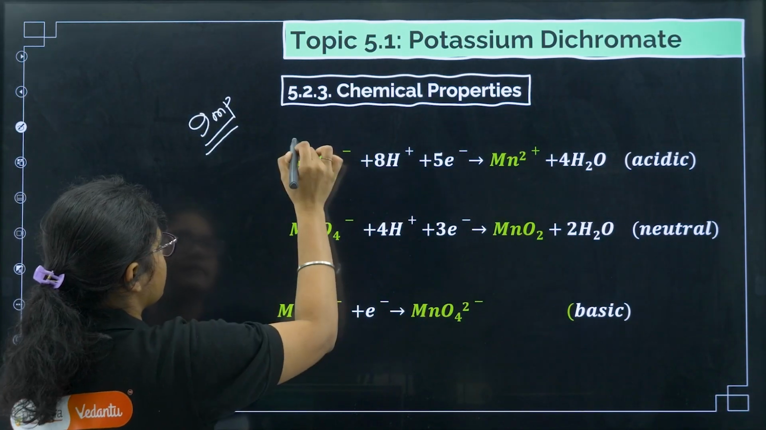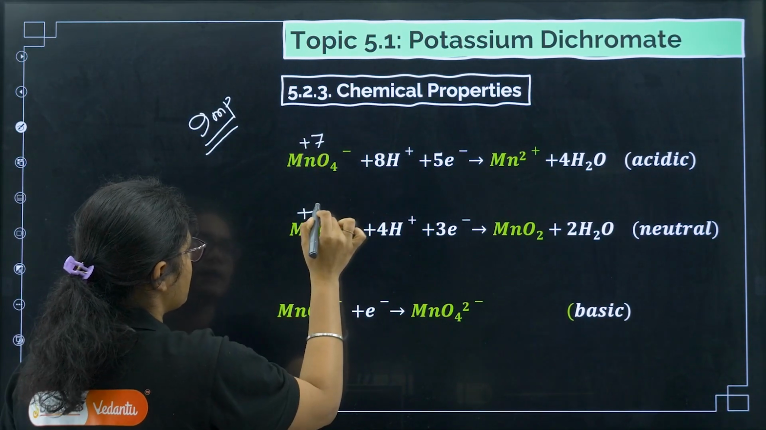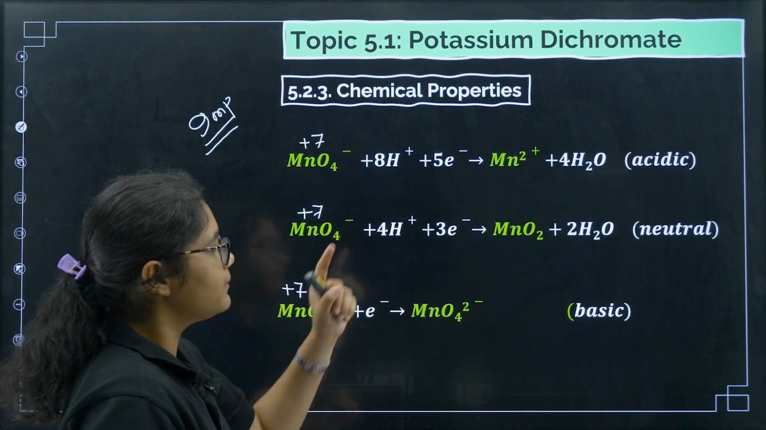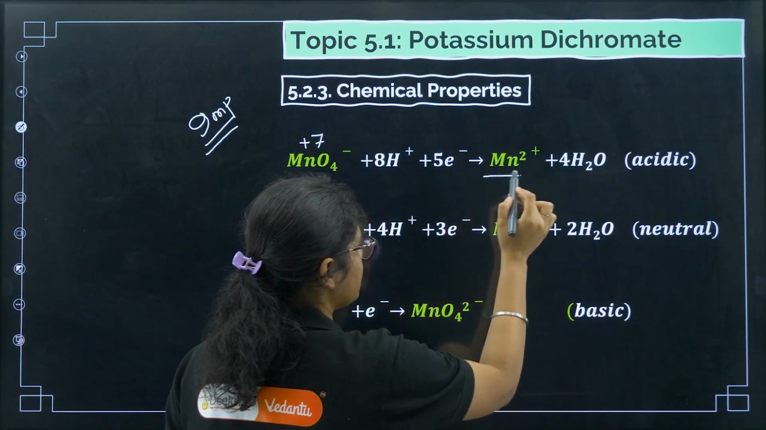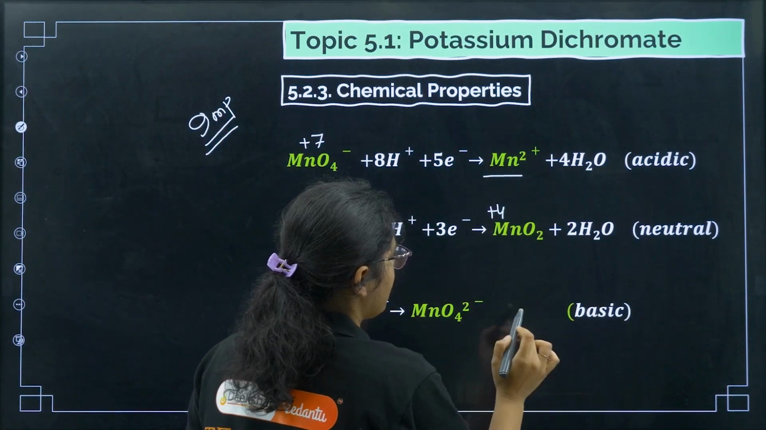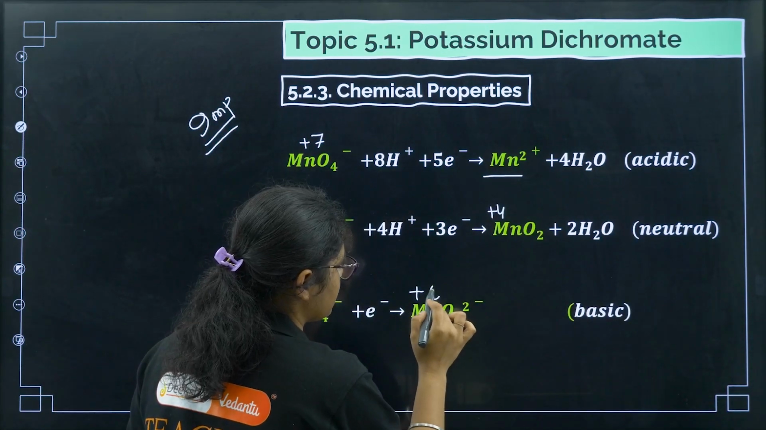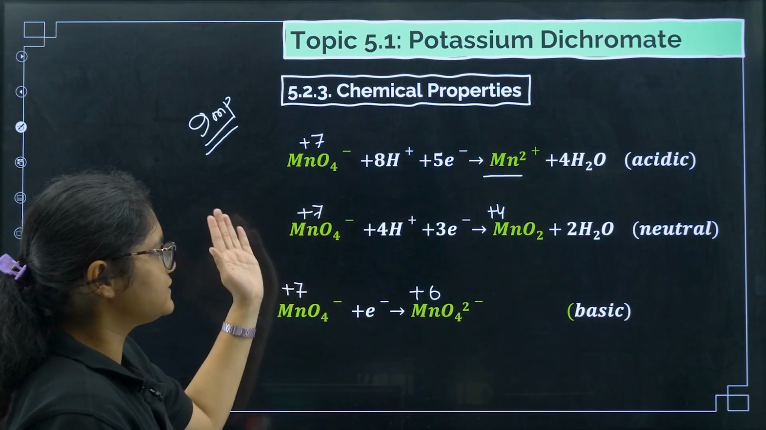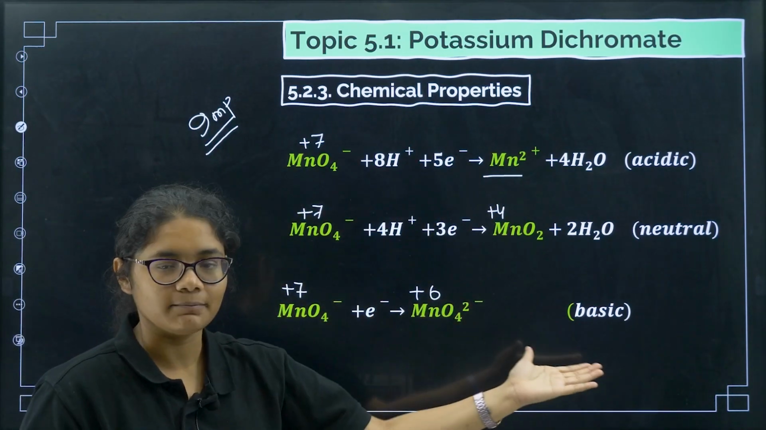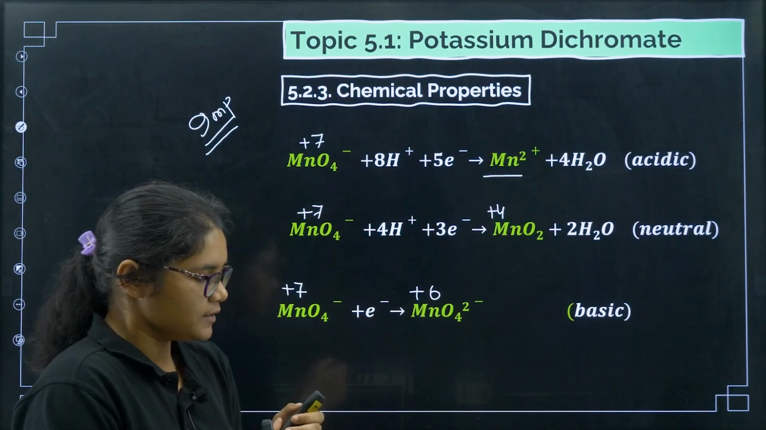Here you need to understand that manganese in permanganate is +7 in charge, right? But it will undergo reduction: in acidic medium it gets converted to Mn2+, in neutral medium it gets converted to +4, and in basic medium it gets converted to +6. +7 to +2, +7 to +4, +7 to +6 in the basic medium. Okay, this you have to remember.